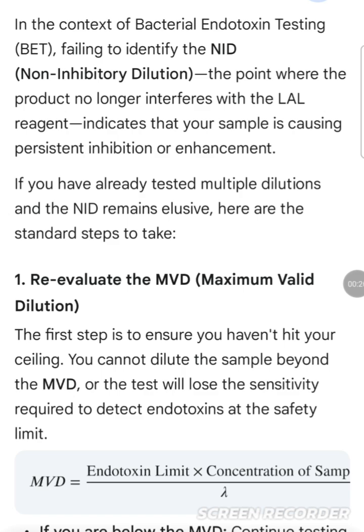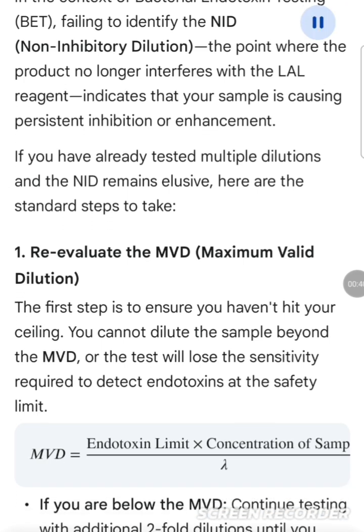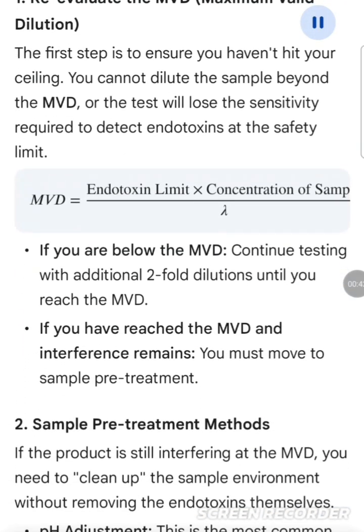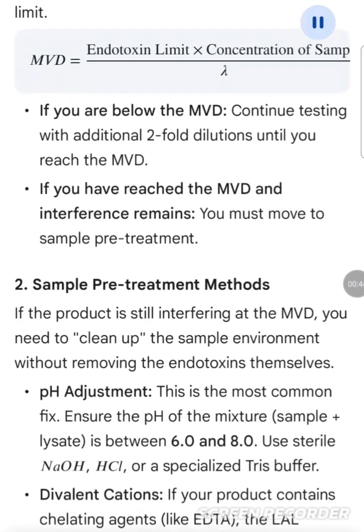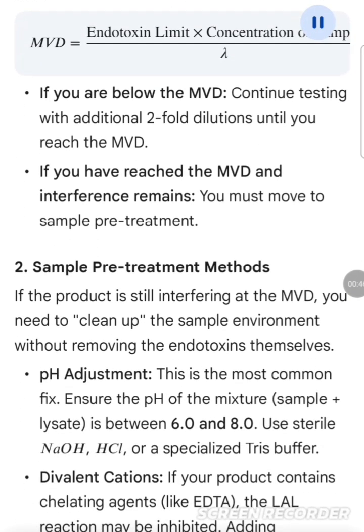1. Re-evaluate the MVD, maximum valid dilution. The first step is to ensure you haven't hit your ceiling. You cannot dilute the sample beyond the MVD, or the test will lose the sensitivity required to detect endotoxins at the safety limit. If you are below the MVD, continue testing with additional two-fold dilutions until you reach the MVD. If you have reached the MVD and interference remains, you must move to sample pretreatment.